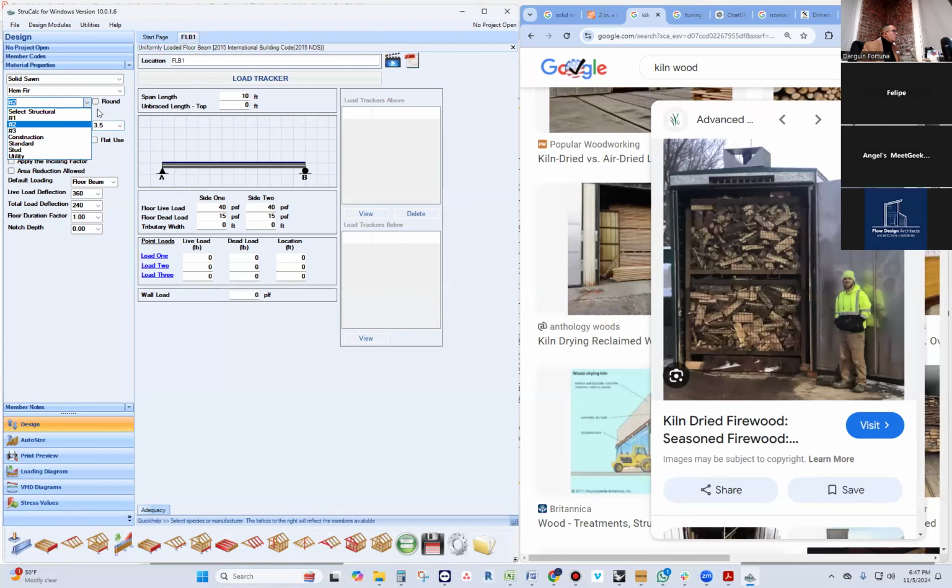These are the grade. You can have them round. I would never use that. I don't see why you would want to have a round member structurally for these things. I don't see why. So that's that. Okay. If you change, you can go to glulams.